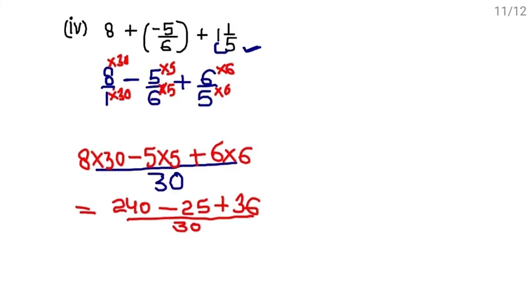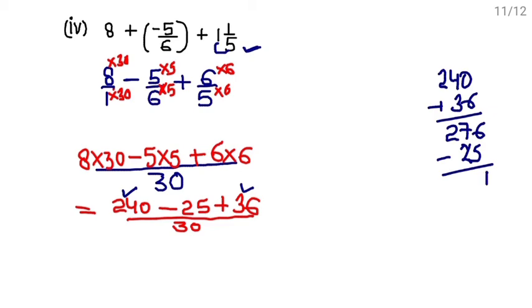Now calculate it. This 240 and this 36 are both of the same sign, so add them. 240 plus 36 becomes 276. Subtract this 25 because this is of a different sign. 1, 5, 2. So you are getting 251 upon 30.